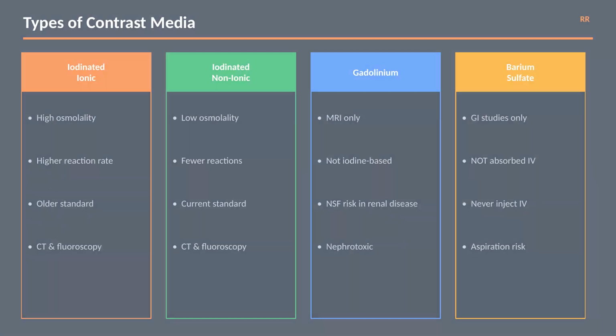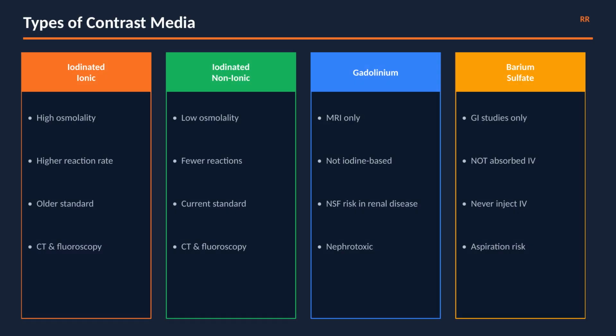Let's go. 4 major contrast categories. Iodinated contrast, used for CT, fluoroscopy, and angiography. High osmolality ionic agents are older, with higher reaction rates. Low osmolality non-ionic agents are the current standard with significantly lower adverse event rates. These go IV, intravenously, or directly into a cavity.